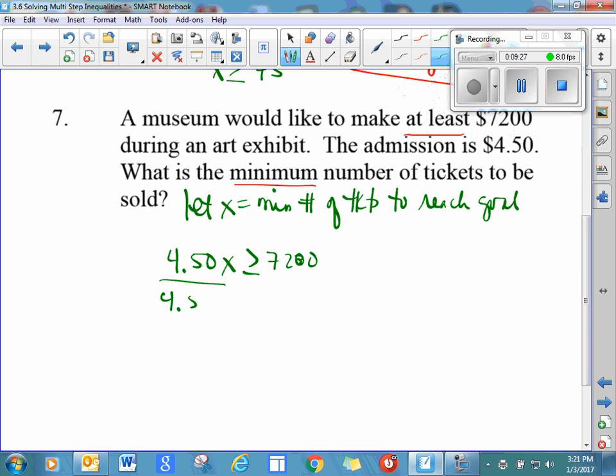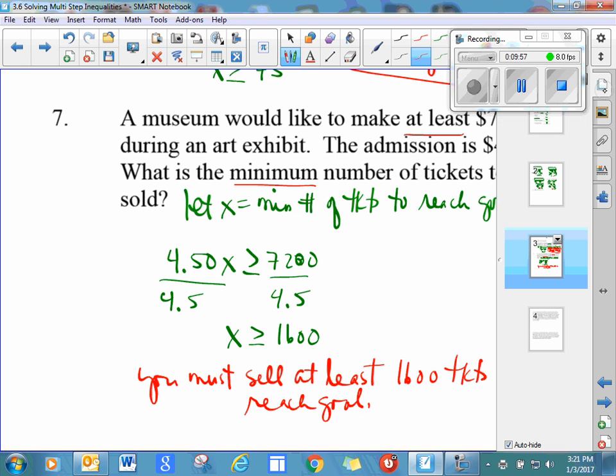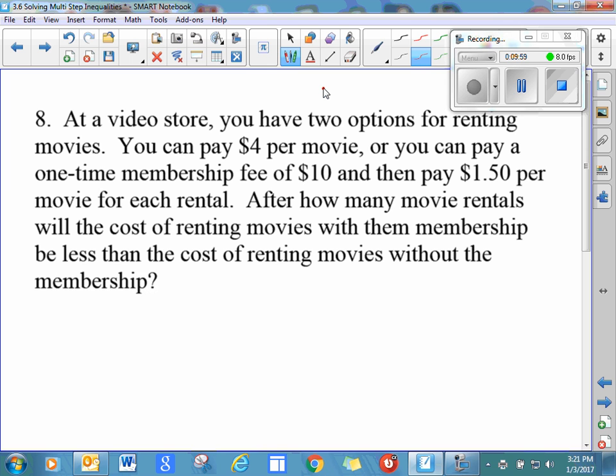Divide. You can hop on a calculator, divide both sides by 4.5, and you get x greater than or equal to 1,600. So the answer to the question is you must sell at least 1,600 tickets to reach goal. All right, we've got a couple more. I'm going to work this one, number 8, and then I'm going to ask you guys to work number 9.